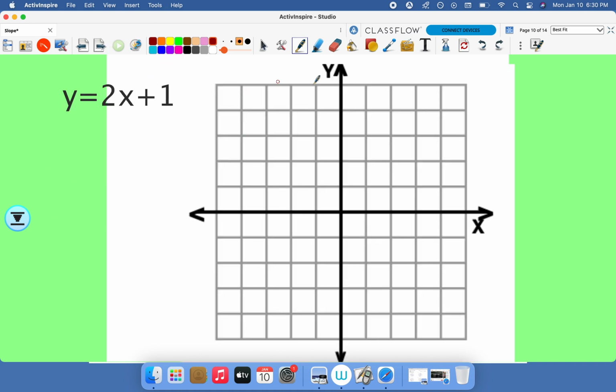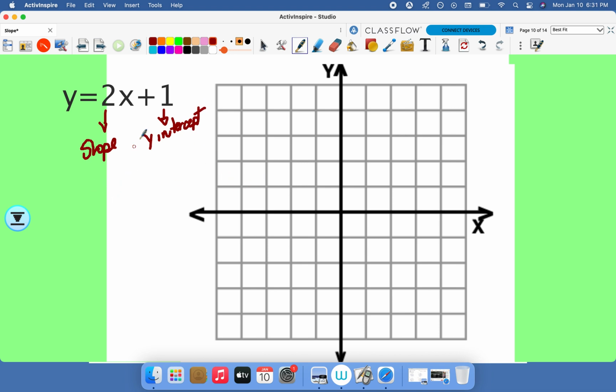So let's get another one, and let's represent this line in the graph. So this is our slope, and this guy is our y-intercept. Remember that to create a line, we need 2 points.